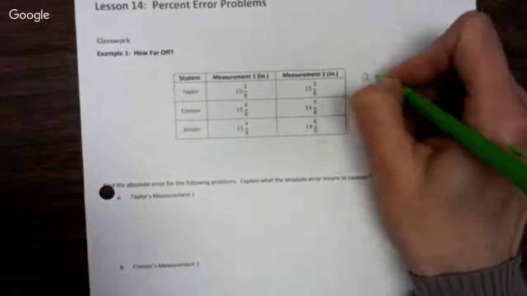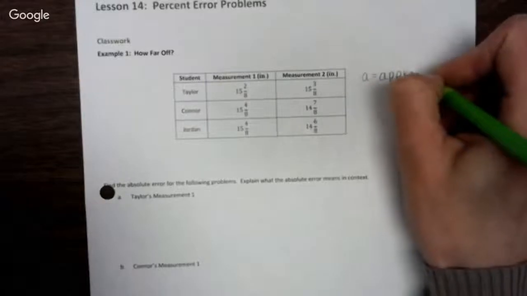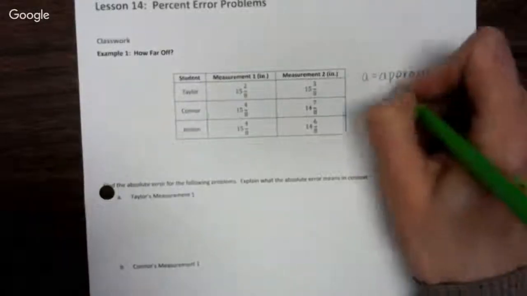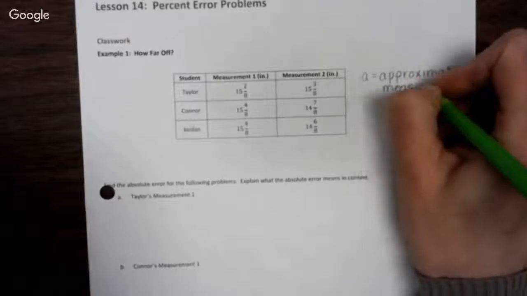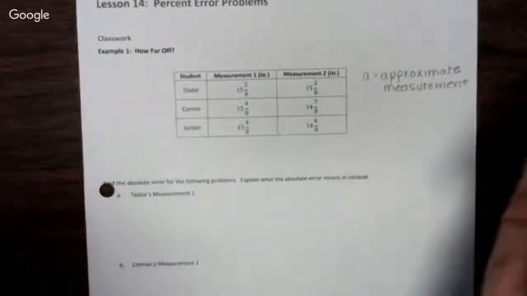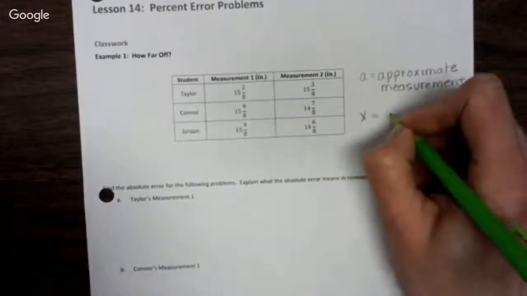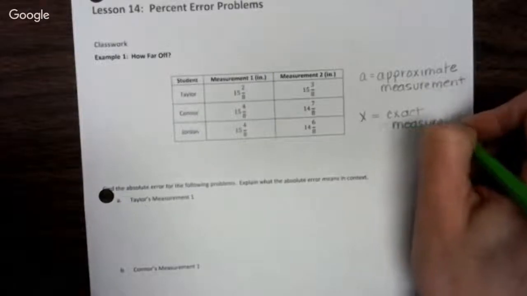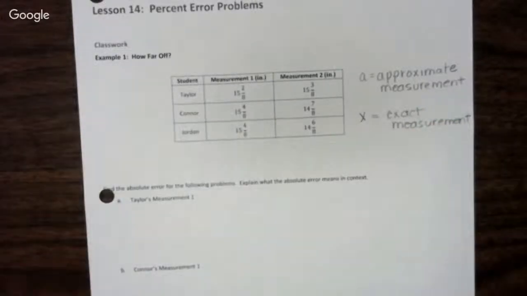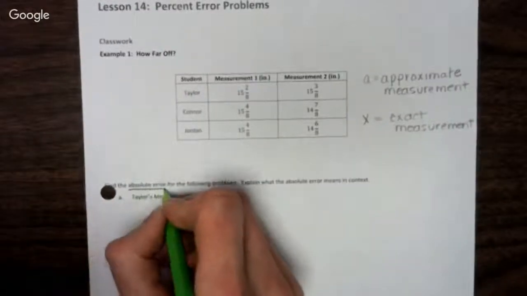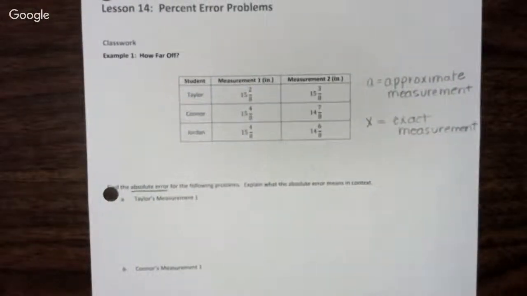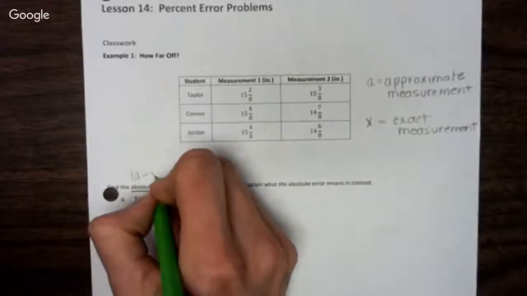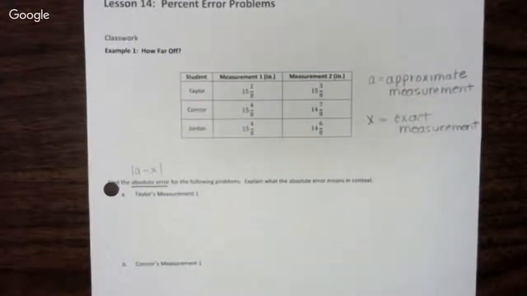One, we're going to say that A is the approximate measurement. And what I mean by that is that's like what you measured. X is going to represent the exact measurement, or what it should be. So what the first part of this is asking for is the absolute error. So we have a formula for that. The absolute error is going to be the absolute value of A minus X. So basically, how far away from the actual measurement are you?